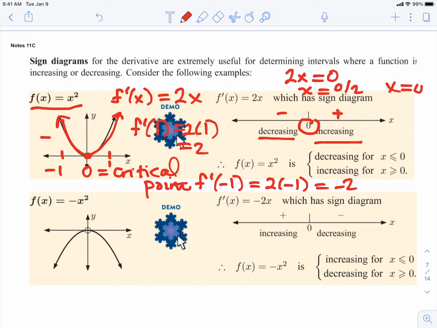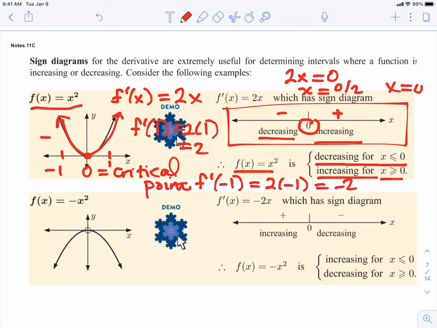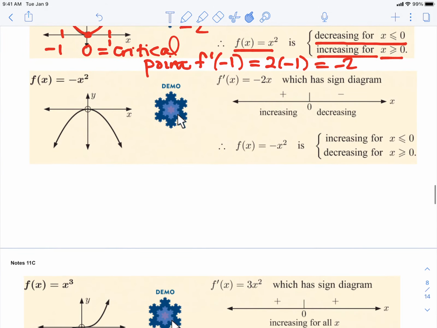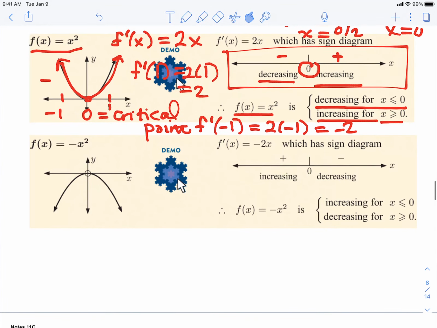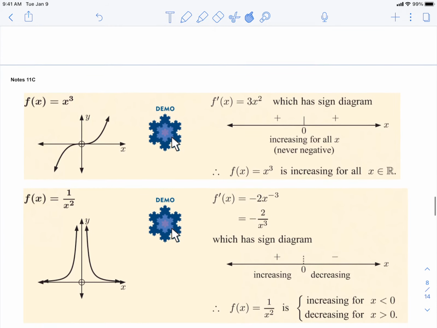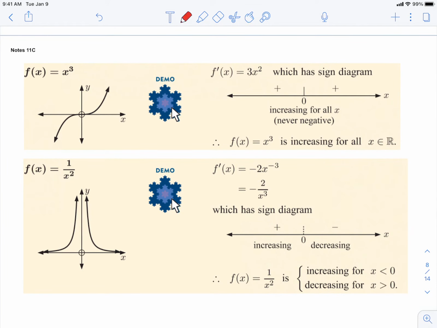Now we can write the notation for our function. So here's our function. It is decreasing when x is less than or equal to 0, and then it's increasing when x is greater than or equal to 0. This is what we call the sine diagram in that box. You're welcome to look at this example here. I'm going to move on to a different one.